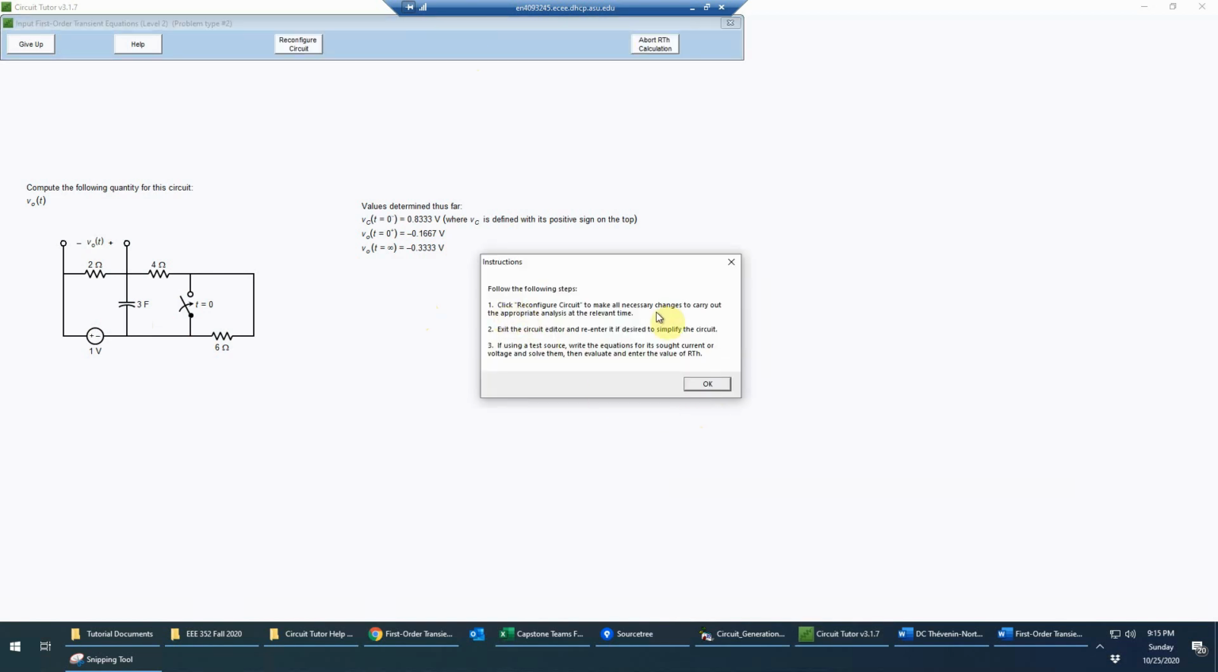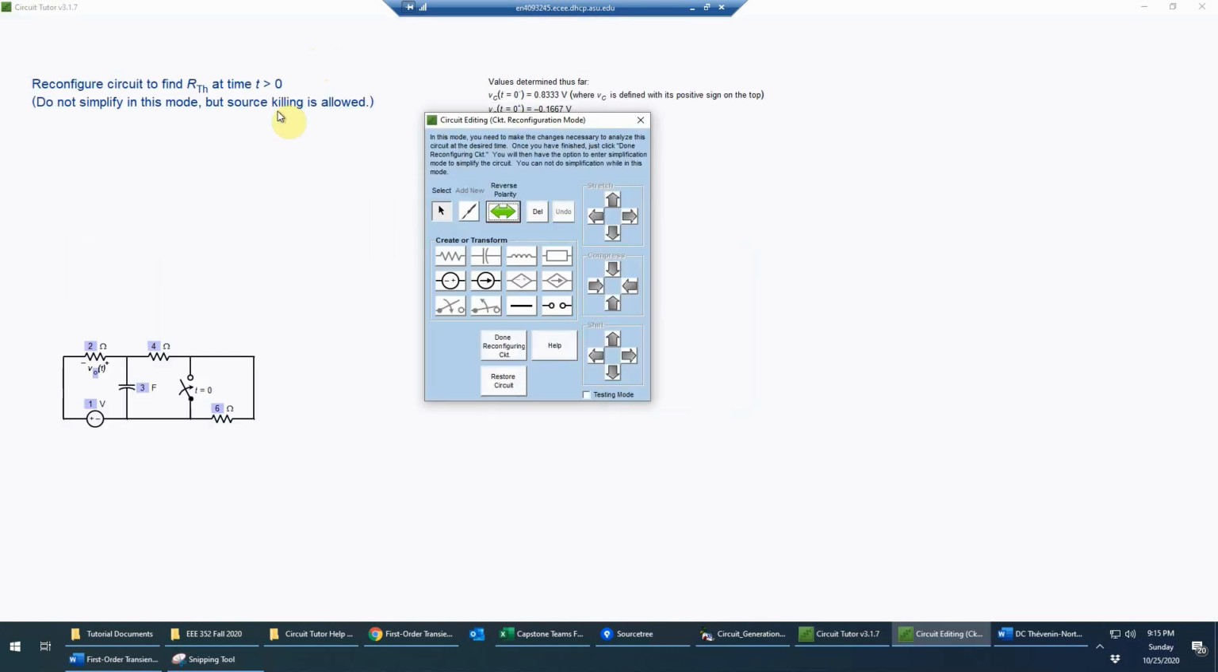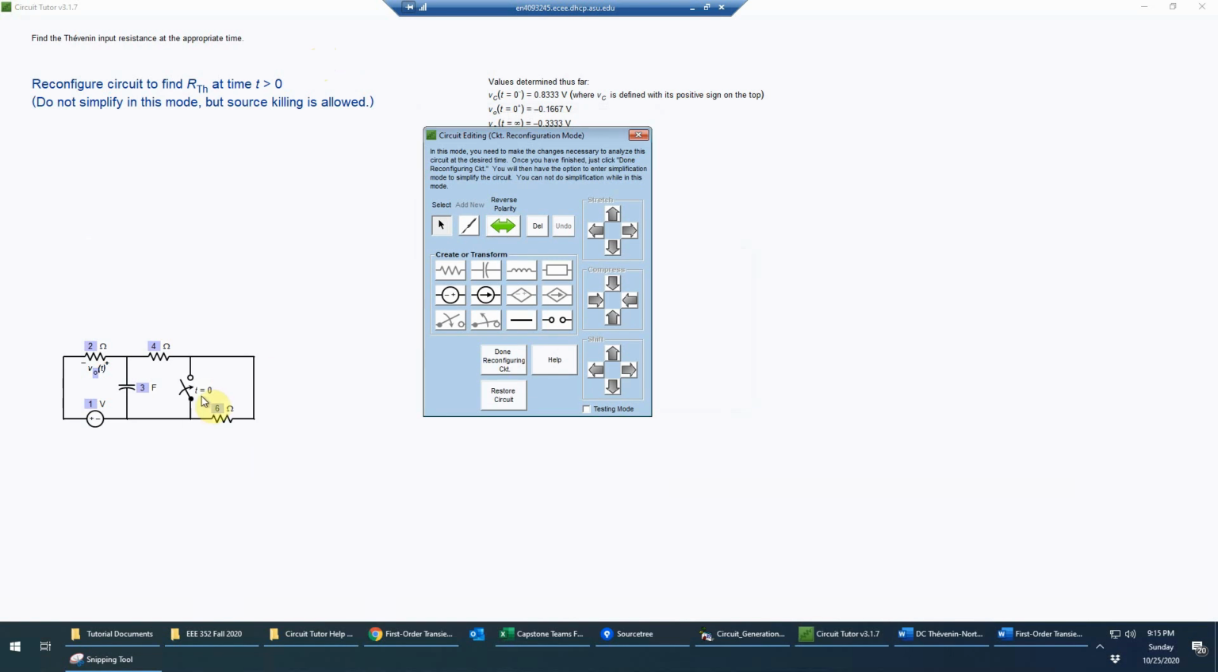And once again, we have to reconfigure the circuit, then simplify and solve for the value of our Thevenin. So we reconfigure first. And again, we have to adjust the switch there, and that's going to be, since this is t greater than 0, that switch is going to be closed, so it becomes a short. And to find our Thevenin, remember, we're looking out from the terminals of this capacitor, and so we're going to basically change it into terminals so that we can see the R Thevenin looking outwards from that capacitor.